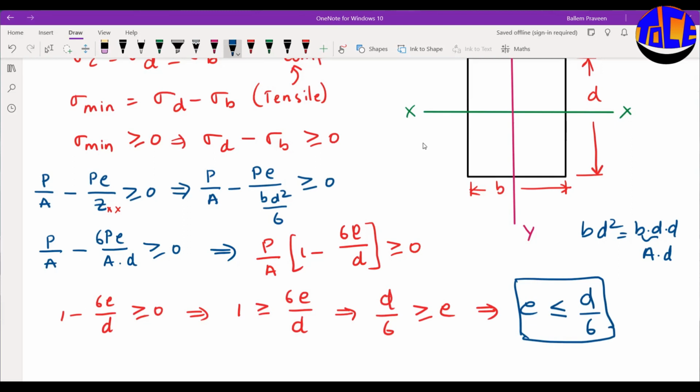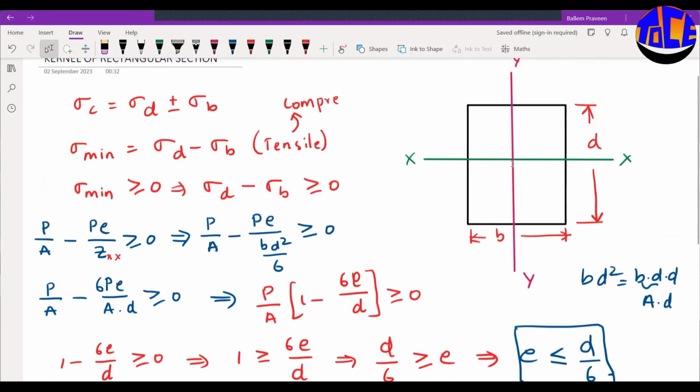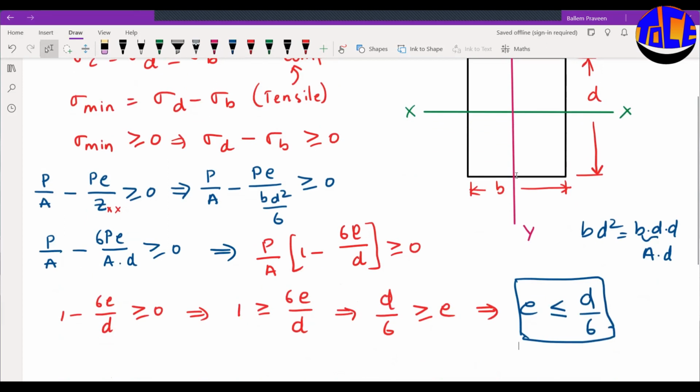That means if you provide the loading within the d by 6, where this is your d, and these points mark the d by 6, there will be no tensile stresses in the section.